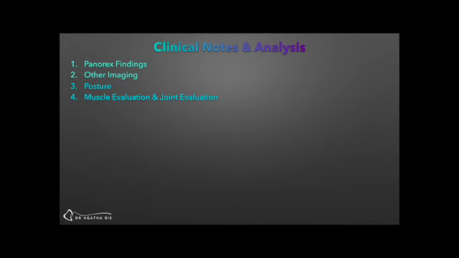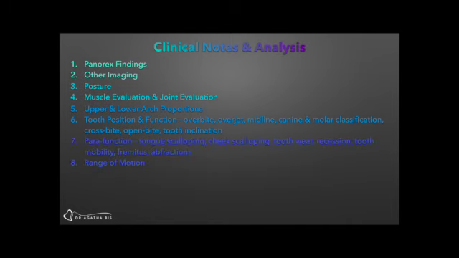Muscle evaluation and joint evaluation, and then you go through upper and lower arch proportions, then tooth position, function, so recording overbites, overjet, midline shifts, canine and molar classification, any cross bites, open bites, or tooth inclinations. And then any signs of parafunction like tongue scalloping, cheek scalloping, tooth wear, recession, tooth mobility, fremitus, and abfractions. And then just go through typical range of motion.